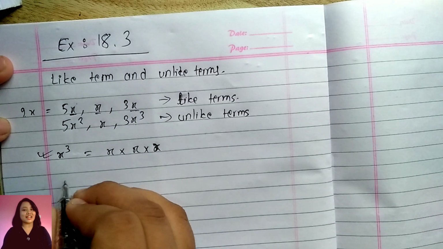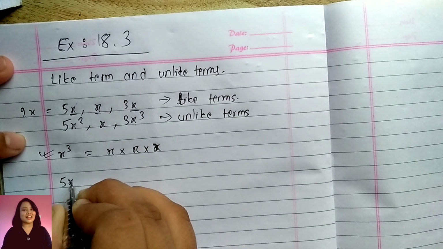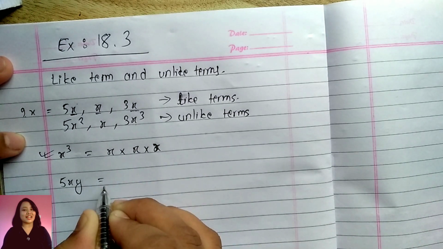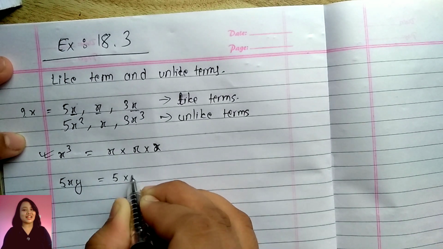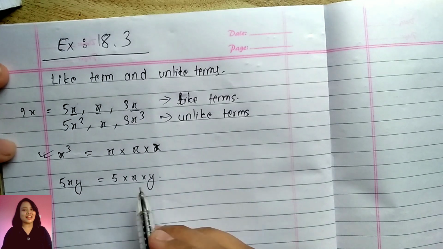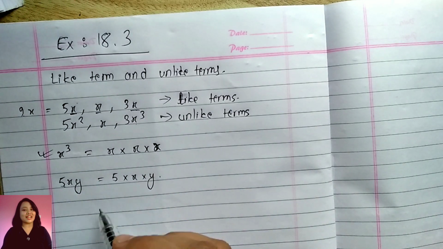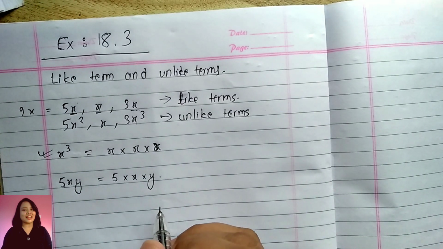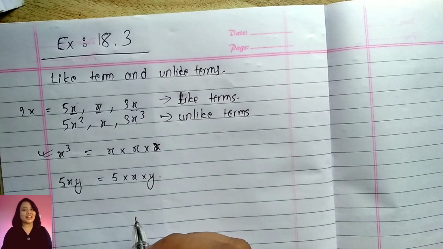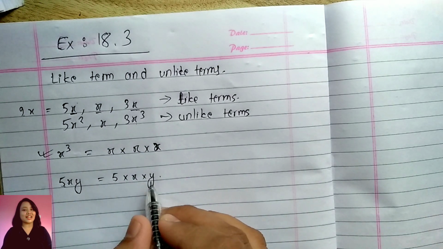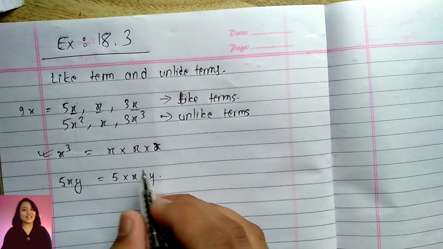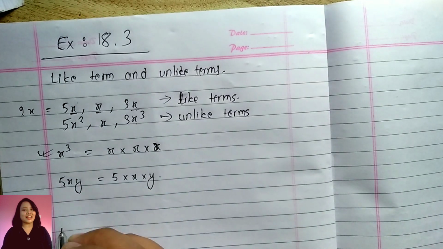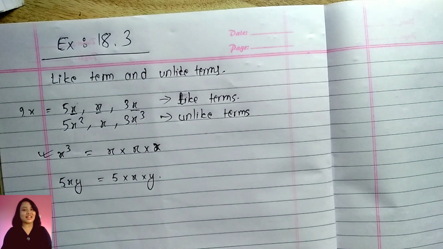And also if there is a question like 5xy, then what does this mean? In between 5, x and y there is also multiplication, 5 into x into y. So we should know that it's not the addition form, it's the multiplication form, and we have to do it like this. 5xy means 5 into x into y. Okay, so like this we have to do. And also now we have to know how to do the addition and subtraction of unlike and like terms.